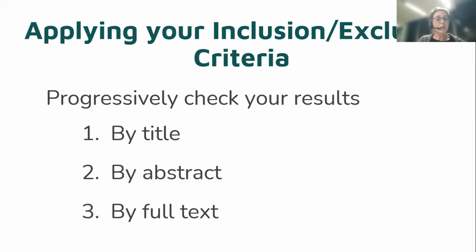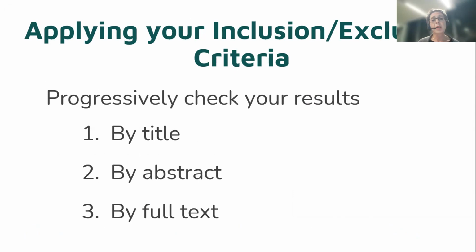So once you have your results, then you need to start to apply your inclusion exclusion criteria. So this should be done by two independent reviewers. This is to reduce the risk of bias within the study. And then you should have a third reviewer who is there to resolve any kind of conflicts or disagreements over whether an article is included or excluded.